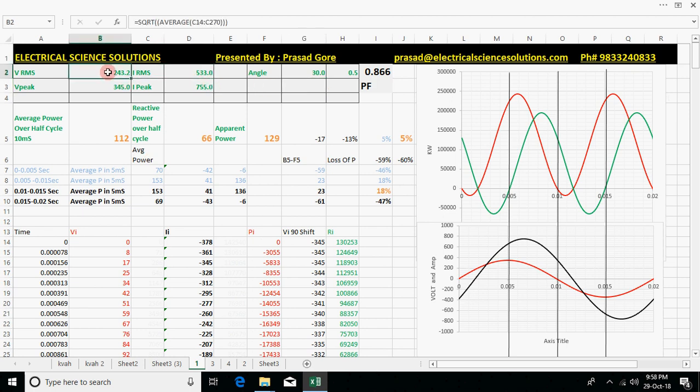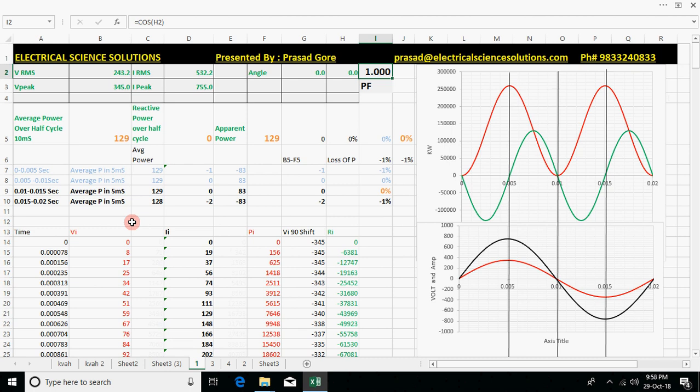RMS value 533 ampere for 243 volt. Here I have a perfect power factor of 1, and you can see my average over the complete cycle is 129. Over 10 milliseconds, half cycle or complete cycle, it's one and the same. My apparent power, which is basically the kilowatt divided by the power factor, is also 129. So if I am utilizing a generating station's power at power factor 1, the maximum power that I can get is 129. The average in every 5 milliseconds is also 129, as is the average over the complete cycle. So the difference between actual power and apparent power is zero.